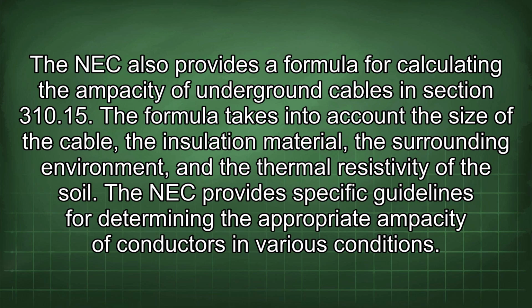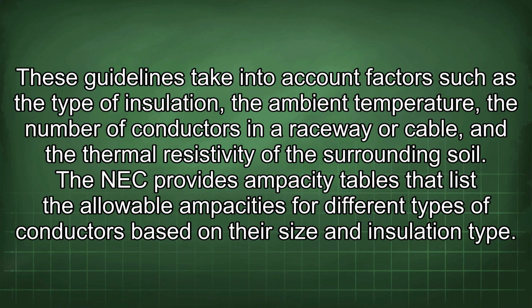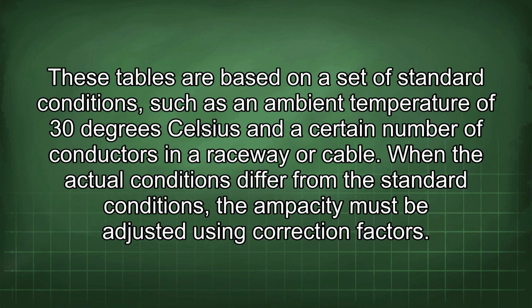of the soil. The NEC provides specific guidelines for determining the appropriate ampacity of conductors in various conditions. These guidelines take into account factors such as the type of insulation, the ambient temperature, the number of conductors in a raceway or cable, and the thermal resistivity of the surrounding soil. The NEC provides ampacity tables that list the allowable ampacities for different types of conductors based on their size and insulation type. These tables are based on a set of standard conditions, such as an ambient temperature of 30 degrees Celsius and a certain number of conductors in a raceway or cable.